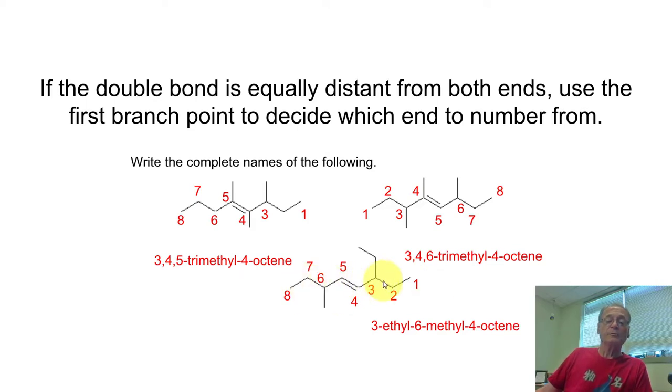So how do you decide? Well, that's where you fall back on alphabetical order. Since an ethyl group comes before a methyl group in the alphabet, we're going to number from this end. So it's 3-ethyl-6-methyl-4-octene.